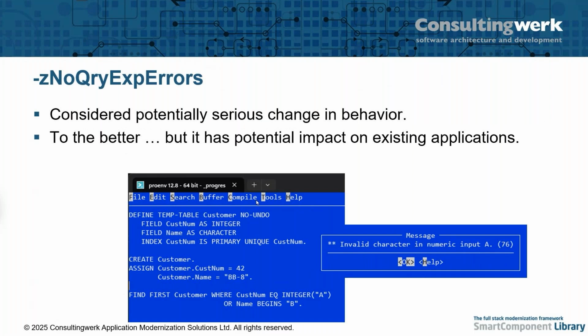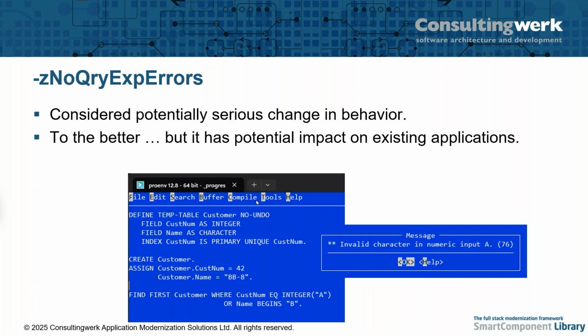The -znoqueryexperrors parameter is quite new. I think this change in behavior was introduced in 12.8. Starting 12.8, the program below will throw a runtime error. If you look, what's happening is I'm defining a temp table with an integer in the character field. I'm creating a record there.